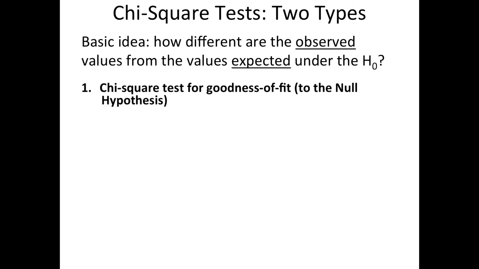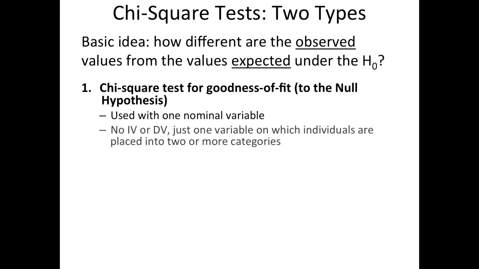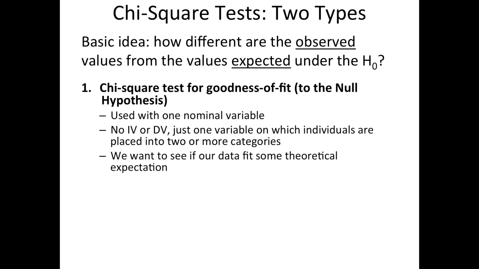One is the chi-square test for goodness of fit. And so it's the goodness of fit to the null hypothesis. How well do the observed data fit to the expected data? We use this when we have just one nominal variable. There's no independent variable or dependent variable. It's just one variable on which individuals are placed into two or more categories. And I think that'll make more sense in a moment when I give you the example. And the idea is we see if our data, our observations, fit some theoretical expectation, what you think should happen if all were equal.